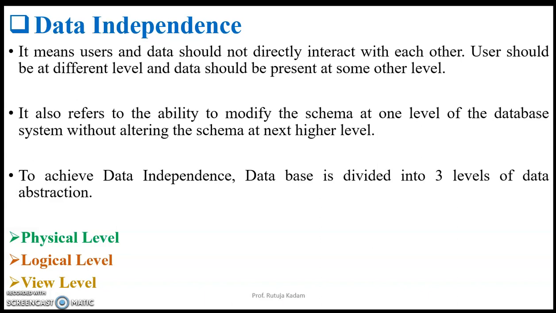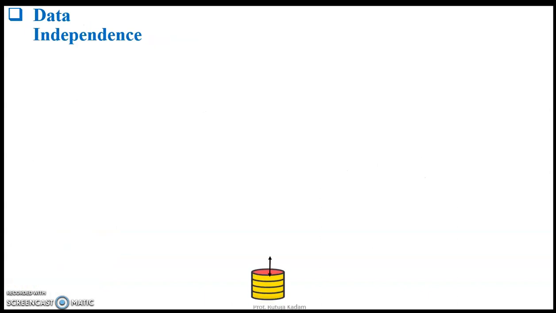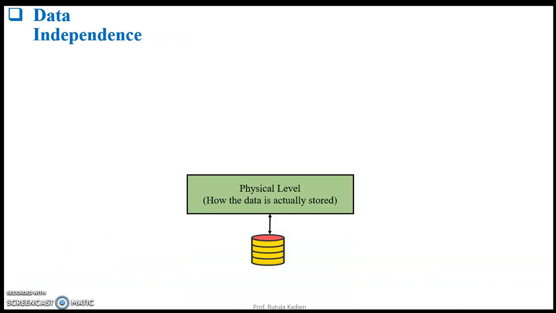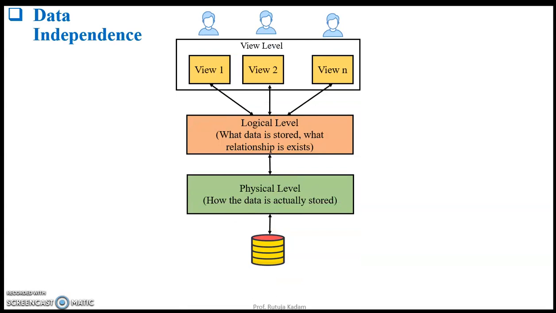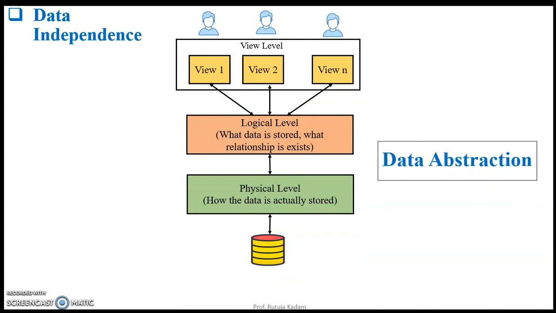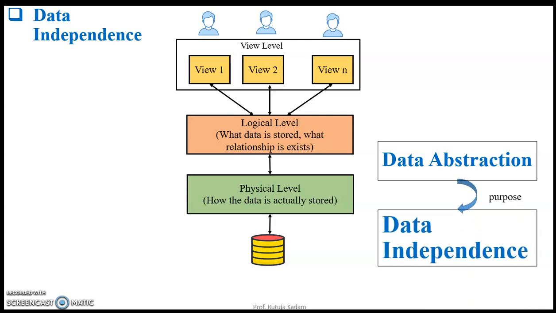Now, to achieve the data independence, database is divided into three levels of data abstraction. We have seen the data abstraction concept in the earlier lecture. Please go through it. There are three levels of data abstraction: physical level, logical level, and view level. So, these are the three levels of data abstraction, and the purpose of data abstraction is to achieve data independence.